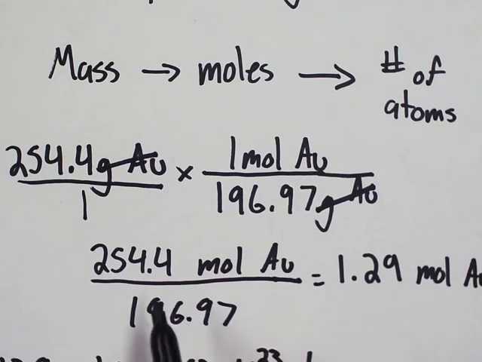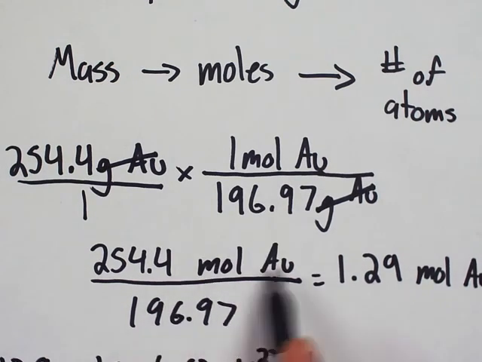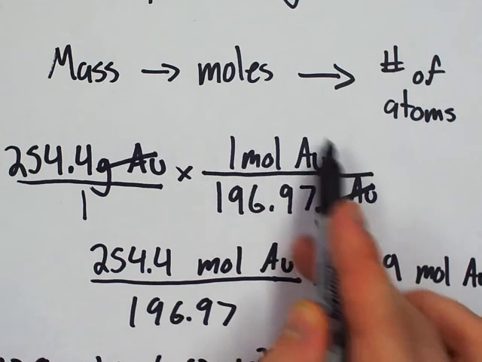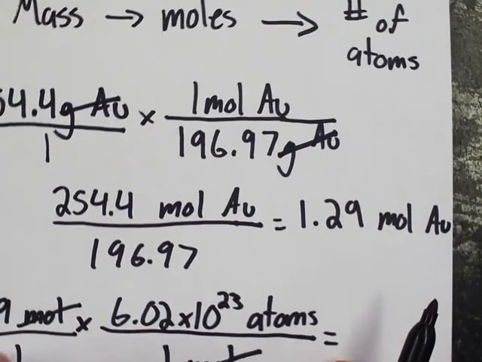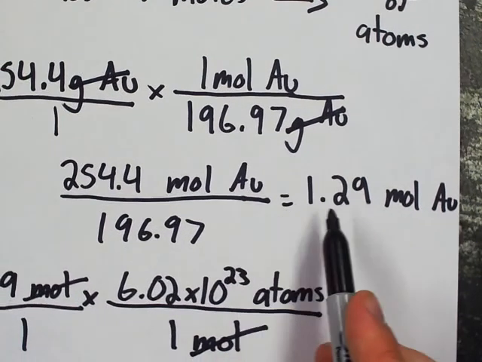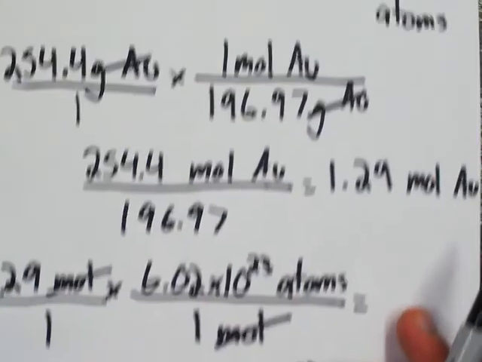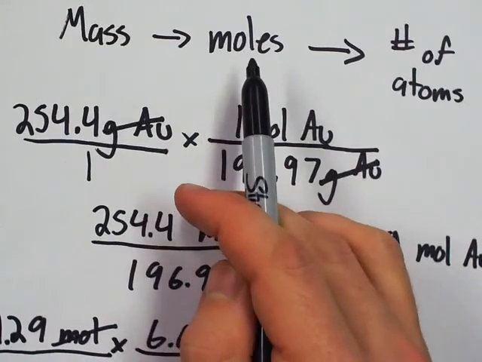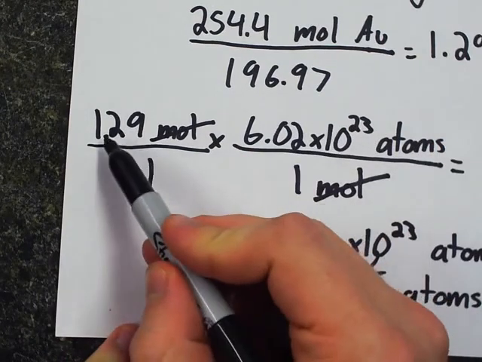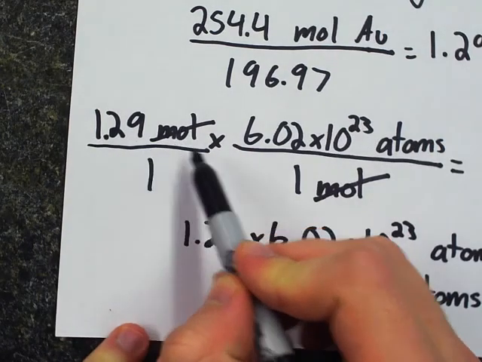This just becomes 254.4 divided by 196.97. My only unit left is moles. Here I wrote in moles of gold. And I get an answer of 1.29 moles of gold. But I'm not done. That got me to moles. I still need to go from moles to number of atoms.